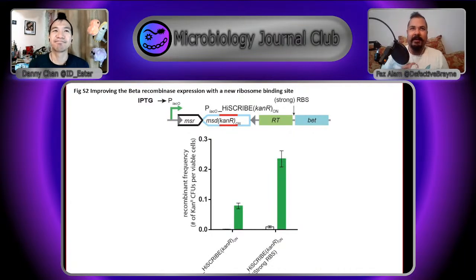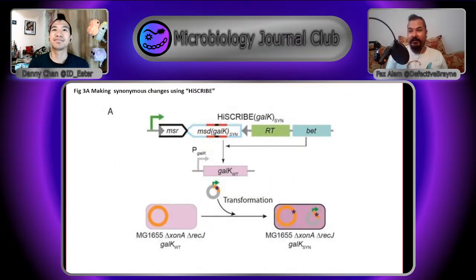So they've taken out the exonucleases. They've added a better ribosomal binding site to get more recombination happening. And next they're going to be testing how subtle they can be, so making synonymous changes.